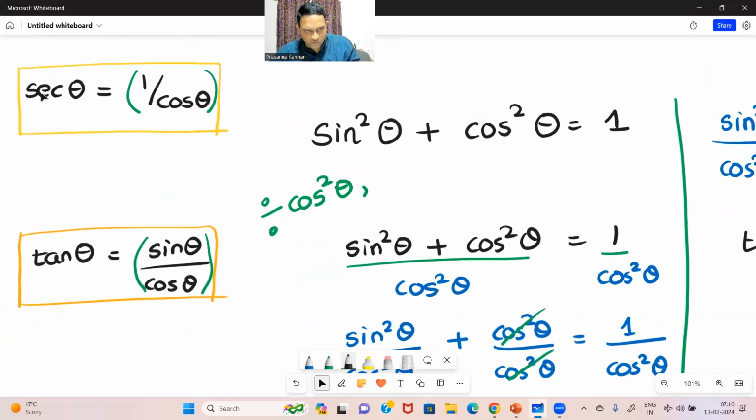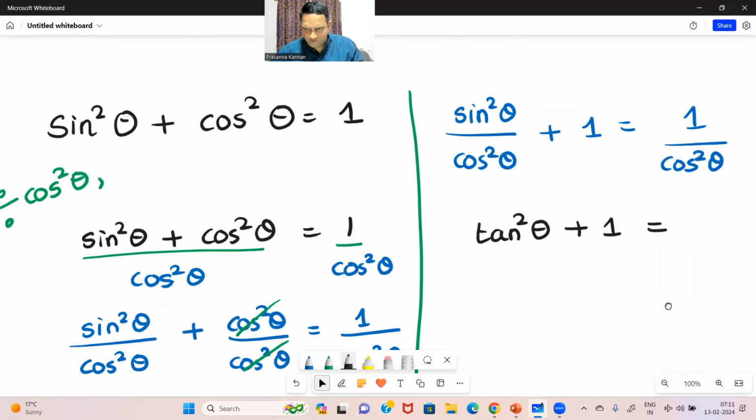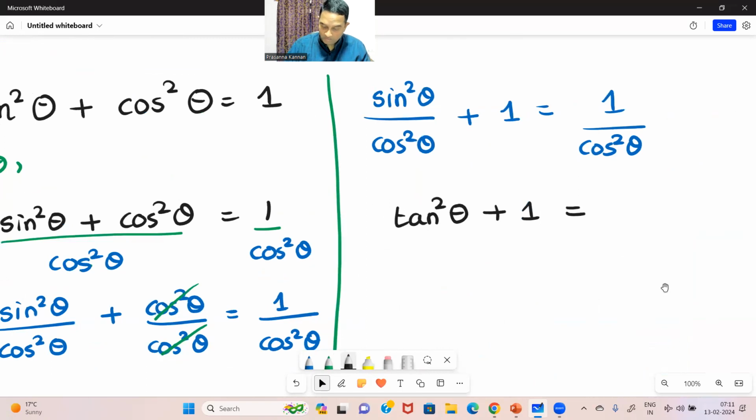In school you are calling it a sec theta, is it? Yeah. Okay, sec theta is equal to what? You can use secant also. So secant theta is equal to 1 by cos theta, correct? So what do you think will be 1 by cos square theta? Secant square theta, or you can also call it sec square theta, no problem. Whichever you're comfortable with, you can use. So secant square theta. Is it clear?